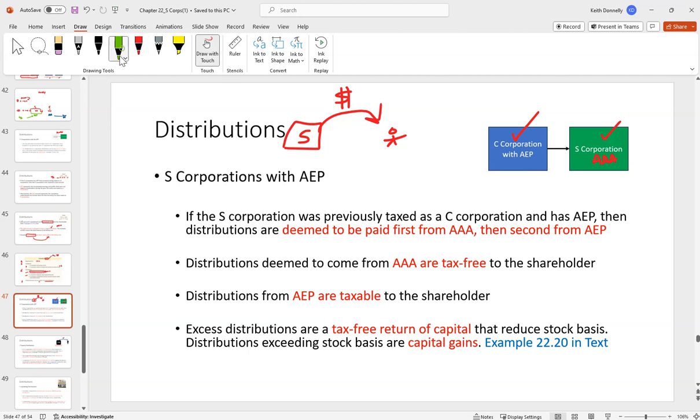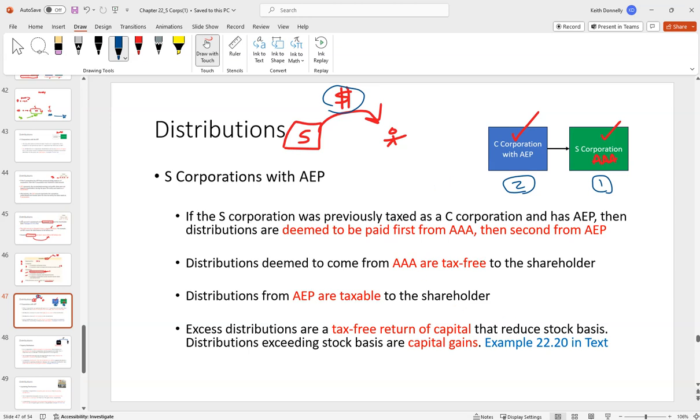Well, what we do here is when we look at this distribution, we're going to pretend that it first came from AAA, and as a general rule, it's not going to be taxable, or it's a return of capital. We'll just reduce basis. And then we're going to draw from AEP, where it will be taxable to the shareholder, right? Because AEP is basically like when it was a C Corp paying a dividend. You can't get out of paying tax on dividends just by flipping over to S Corp status. That's like a ticking time bomb in there.